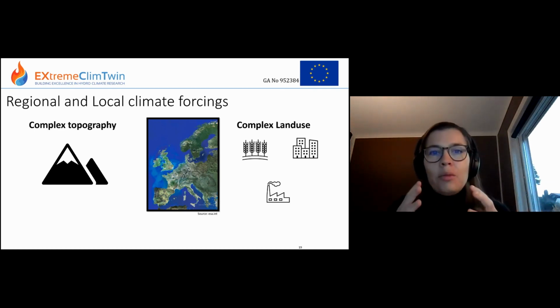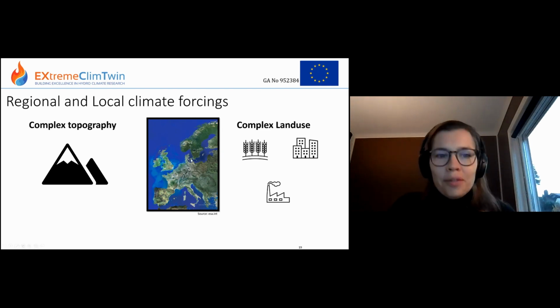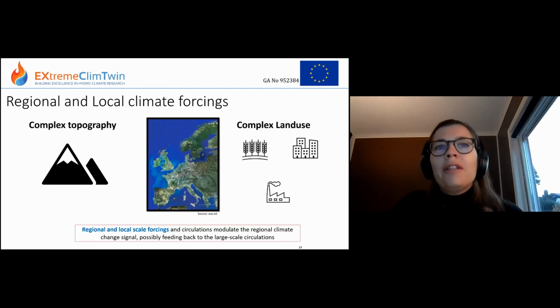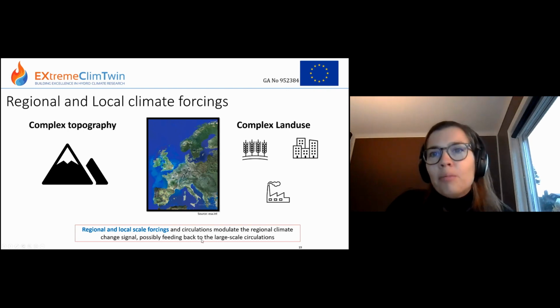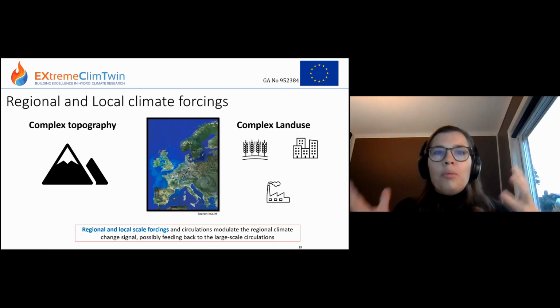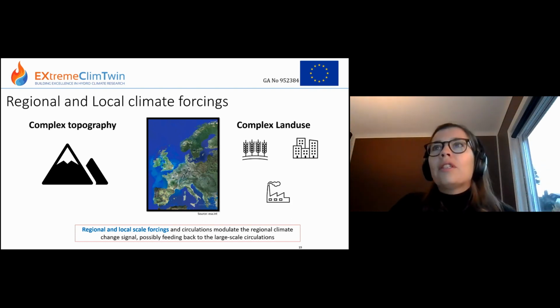And to correctly represent the climate at the local scale, you want to be able to have a correct representation of these different forcings. And that's also very important because these regional and local forcings and circulation modulate the regional climate change signal and possibly feed back to the large scale circulation. So you really need to be able to represent both the large scale and the local scale.